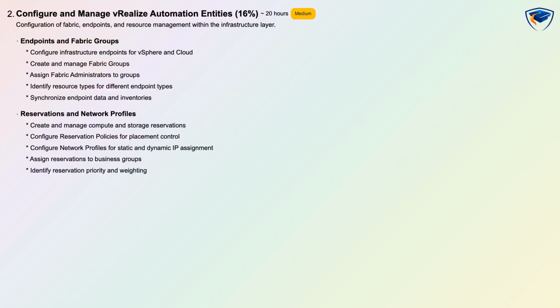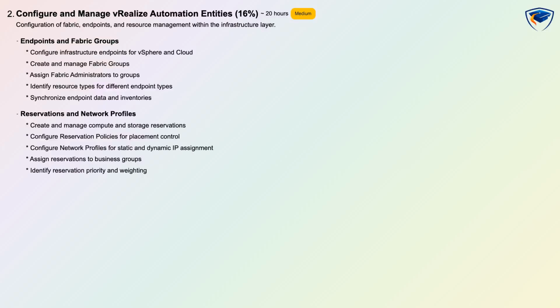Configure and manage vRealize Automation Entities carries 16% weight, is medium difficulty, and suggests about 20 hours of study with hands-on and conceptual assessment. This domain teaches how to configure infrastructure endpoints for vSphere and cloud providers, create and manage fabric groups, and assign fabric administrators.